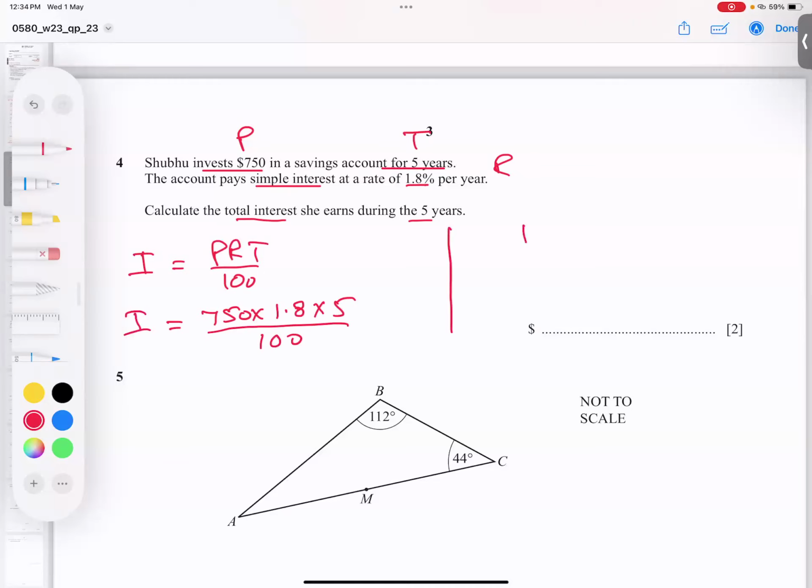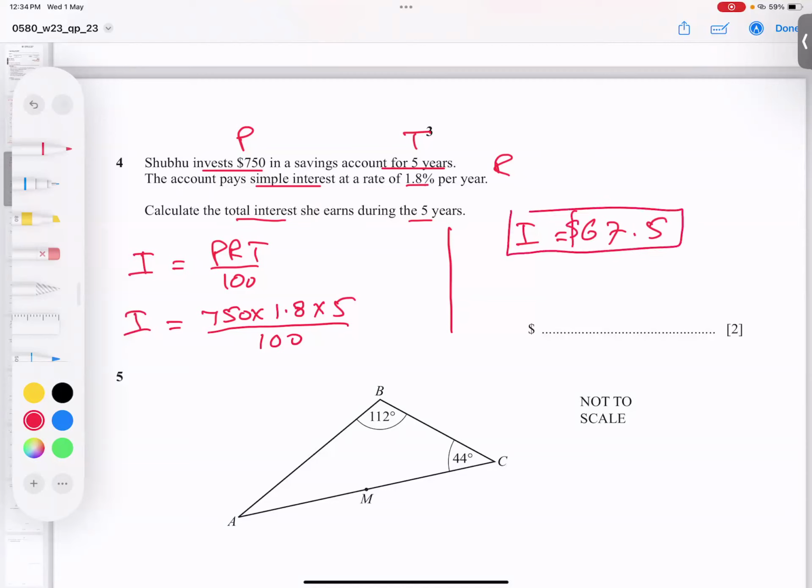Okay, I'm finding the I first. And if I find the I, the profit is 750 times 1.8 times 5 divided by 100. And I get a profit of 67.5 at the end. So the total amount she earned, earning means not her own money, profit. So this is the answer finally.